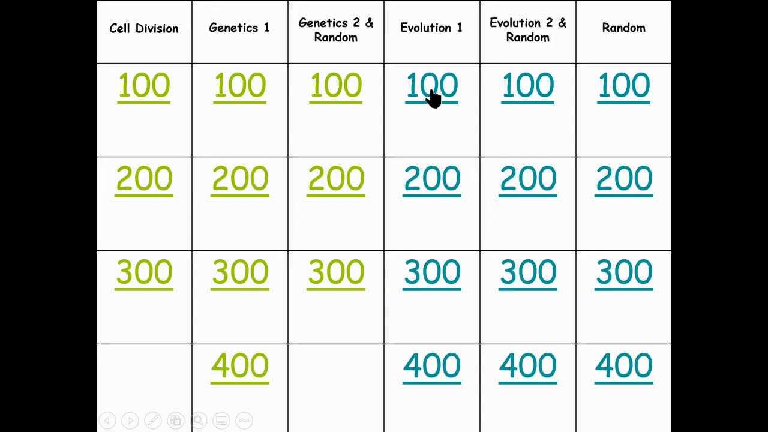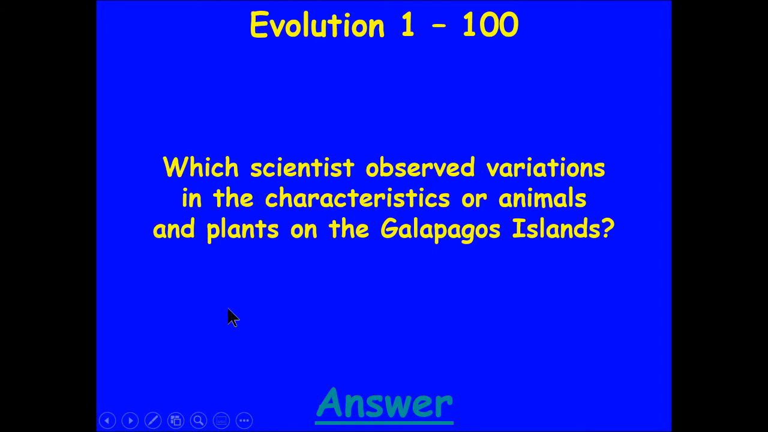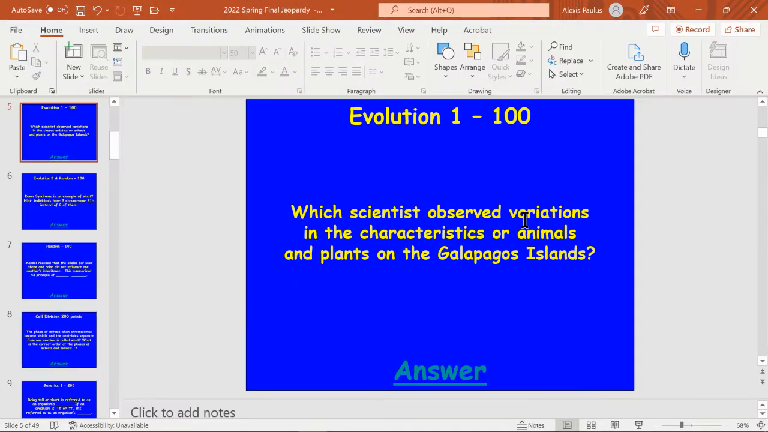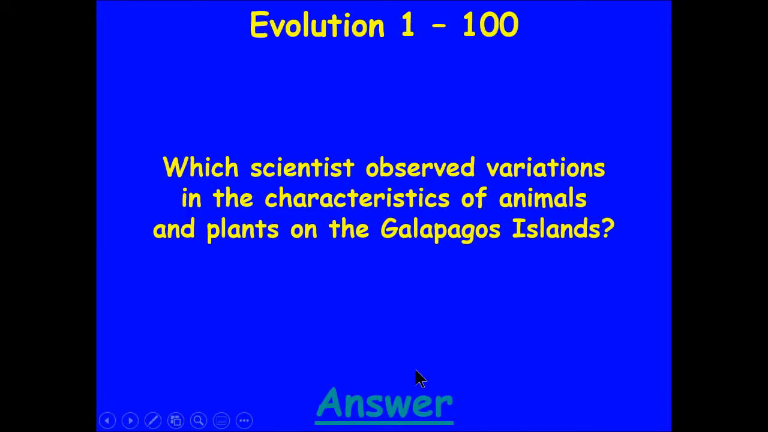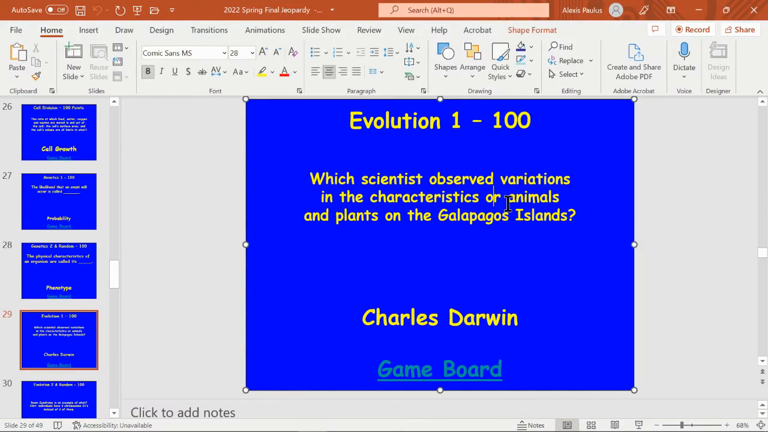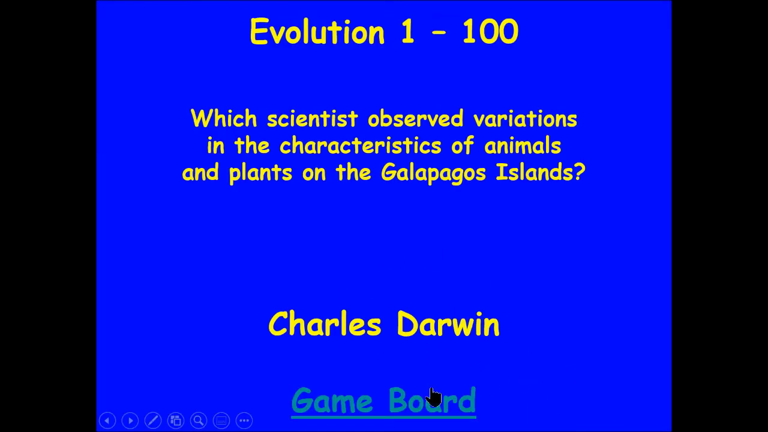All right, on to evolution. Which scientist observed variations in the characteristics of animals? That should be of animals. Give me a second. And plants on the Galapagos Islands. Answer coming in 5, 4, 3, 2, and 1. That was Chucky D, or Charles Darwin.